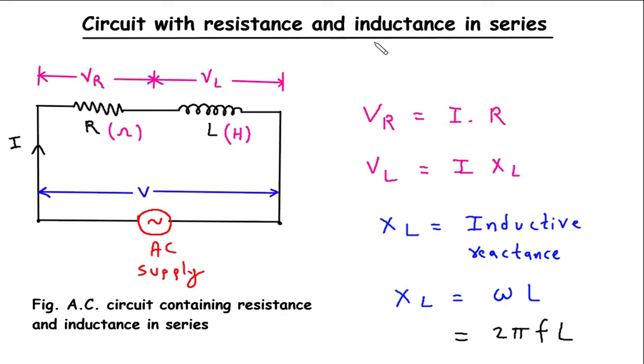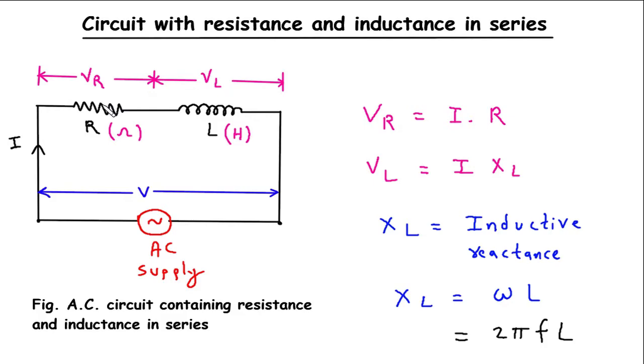Circuit with resistance and inductance in series. This is an AC circuit containing resistance and inductance in series. This is a resistor R and this is an inductor L. The unit of resistance is ohm. The unit of inductance is Henry.